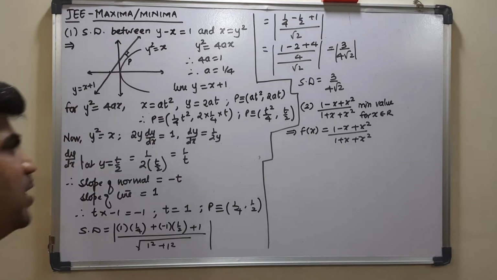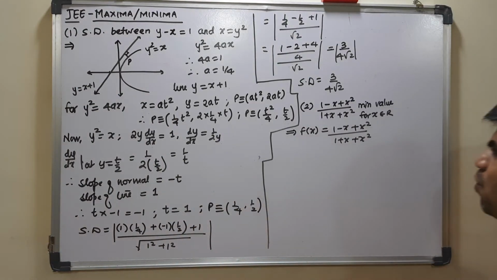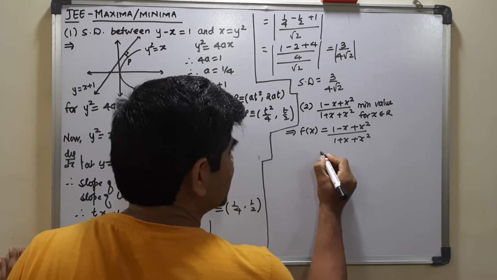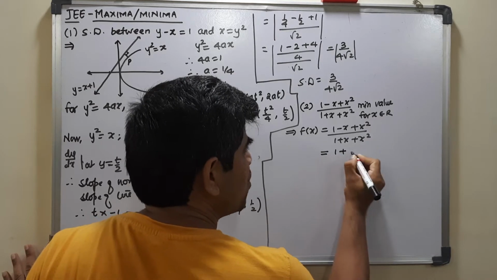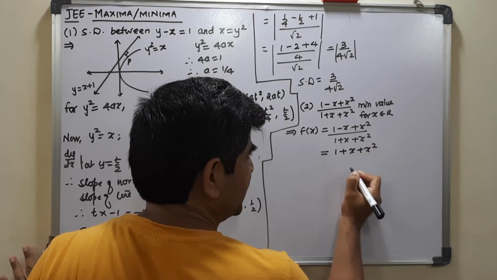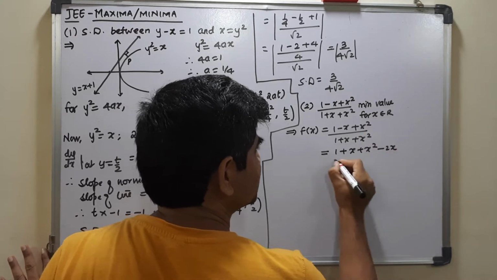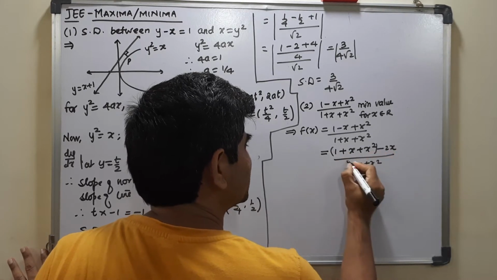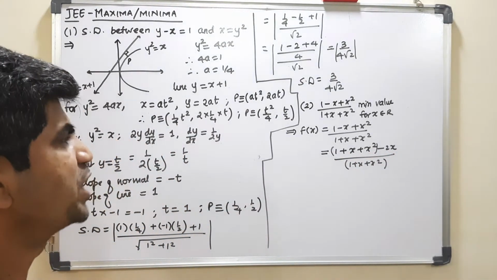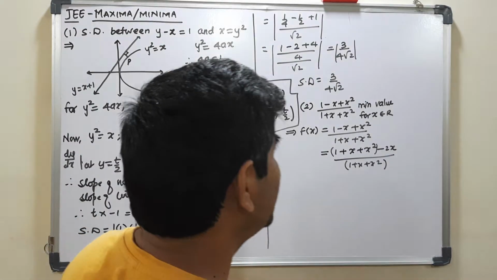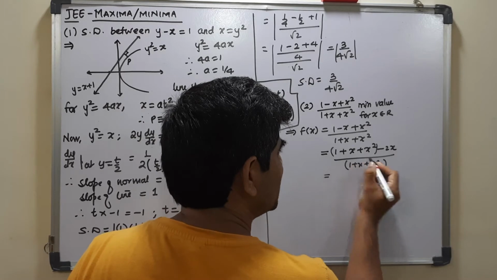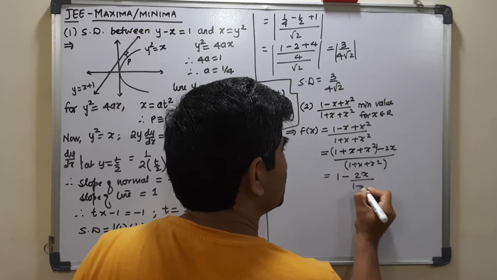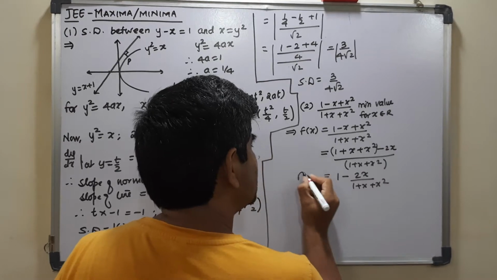If you see this function, what I find is that the numerator and denominator are nearly the same. The only change is with the sign. So let me make it the same. I may get some idea from this. 1 plus x square, right? Minus 2x will be this. Agreed? So I get this. Let me put the bracket over here to understand it better. So x minus 2x is equal to minus x. And when I separate it, what I get here is 1 minus 2x upon 1 plus x square. This is your function of x.